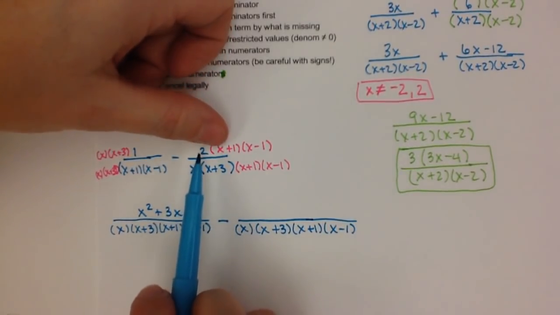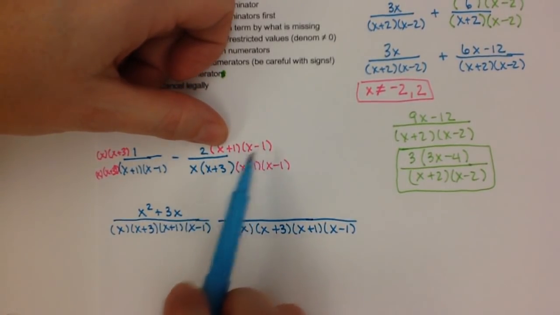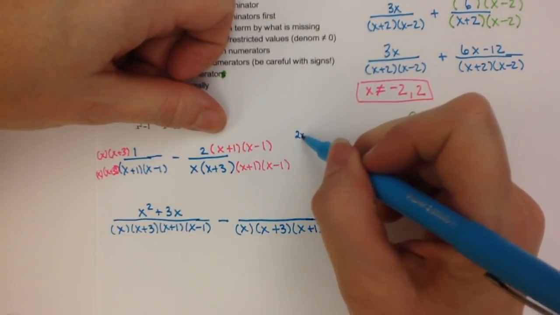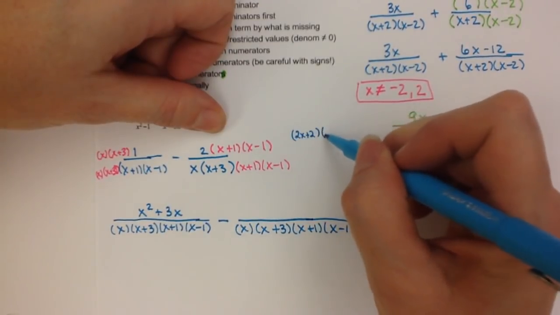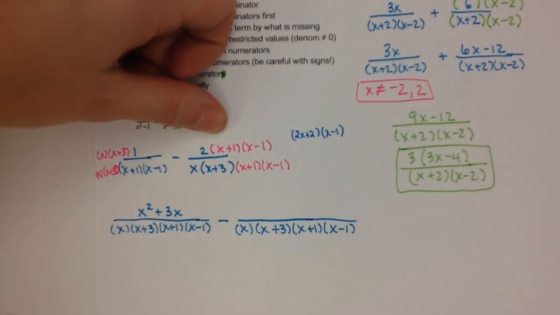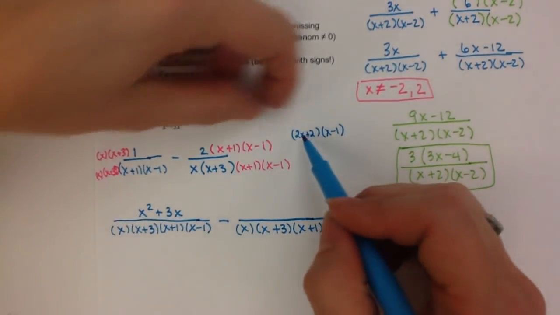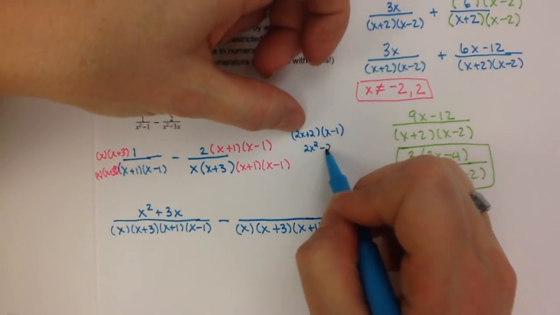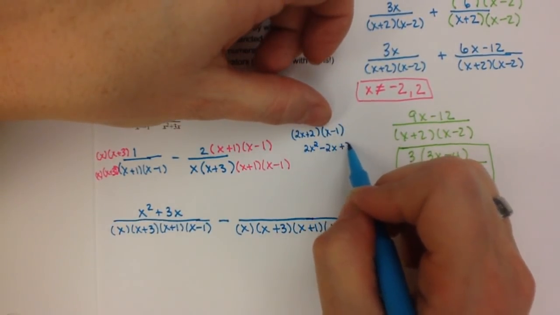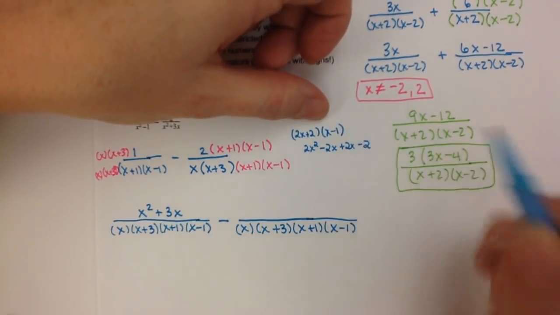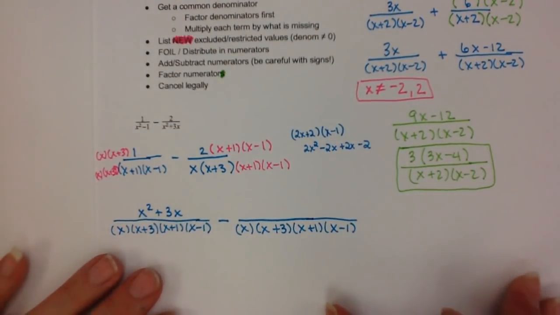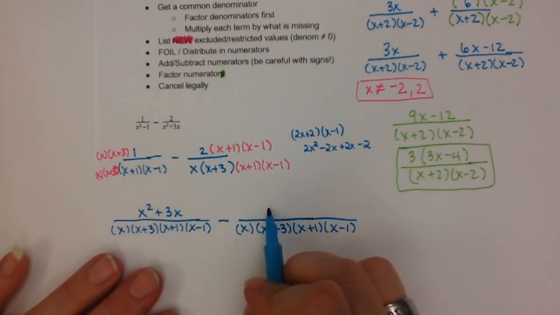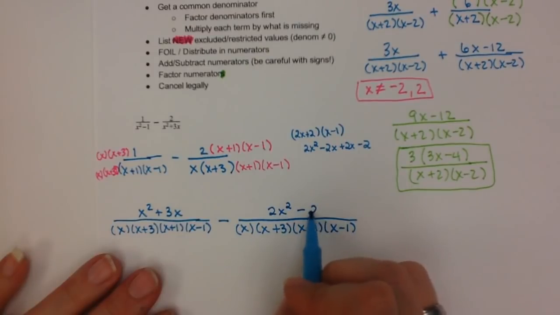And in the numerator, I'm going to multiply, from left to right. So I'm going to do 2 times x plus 1, which will give me 2x plus 2. And then I've got to FOIL that in with x minus 1. So when I FOIL 2x times x, 2x squared, outsides minus 2x, insides plus 2x, and last times last minus 2. So that actually works out really nicely for me because the minus 2x and plus 2x cancel. So this numerator is 2x squared minus 2.